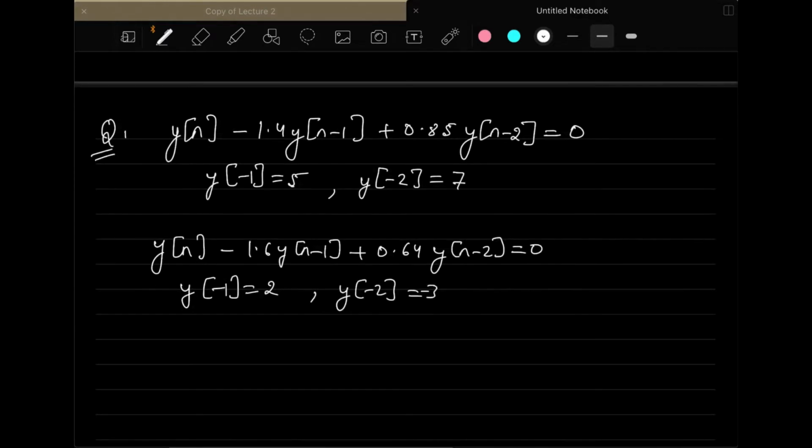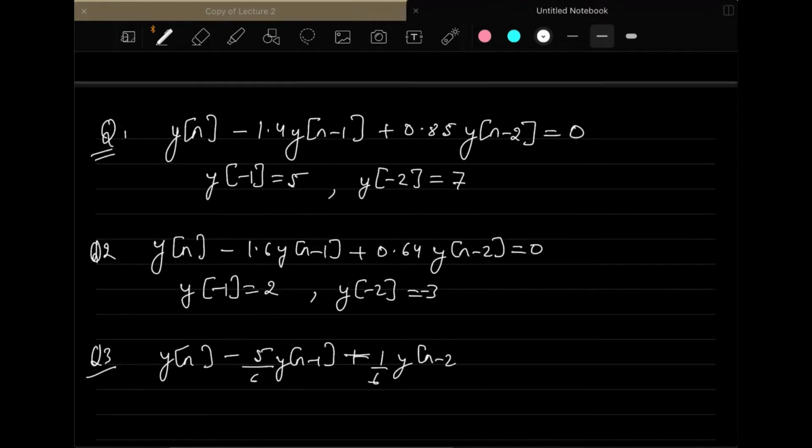We have this as the second question, and the third is y[n] minus 5/6 y[n minus 1] plus 1/6 y[n minus 2] equal to 0, with y[minus 1] equal to 19 and y[minus 2] equal to 53. So you have these three questions. I'll give you 5-6 minutes to give me a rough idea of what kind of roots each has, and how to calculate the unknown coefficients from these initial conditions.